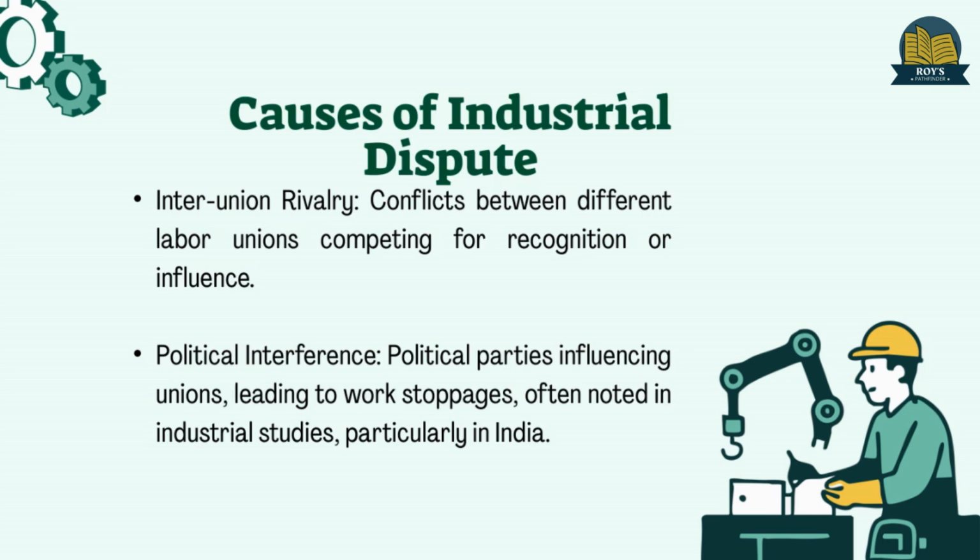Another major cause is political interference. Sometimes, political parties get involved in union activities, which can influence their actions and decisions. This often results in work stoppages or strikes, especially in countries like India, where political interests are deeply intertwined with labor movements. Understanding these causes helps us see how external influences and internal rivalries can impact industrial peace and productivity. Recognizing these factors is key to developing strategies that promote healthier labor relations overall.